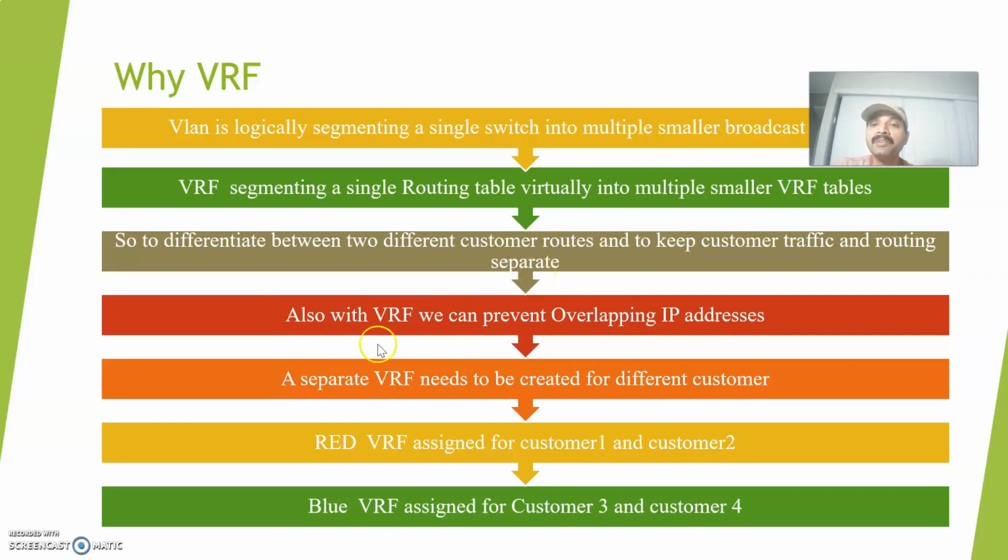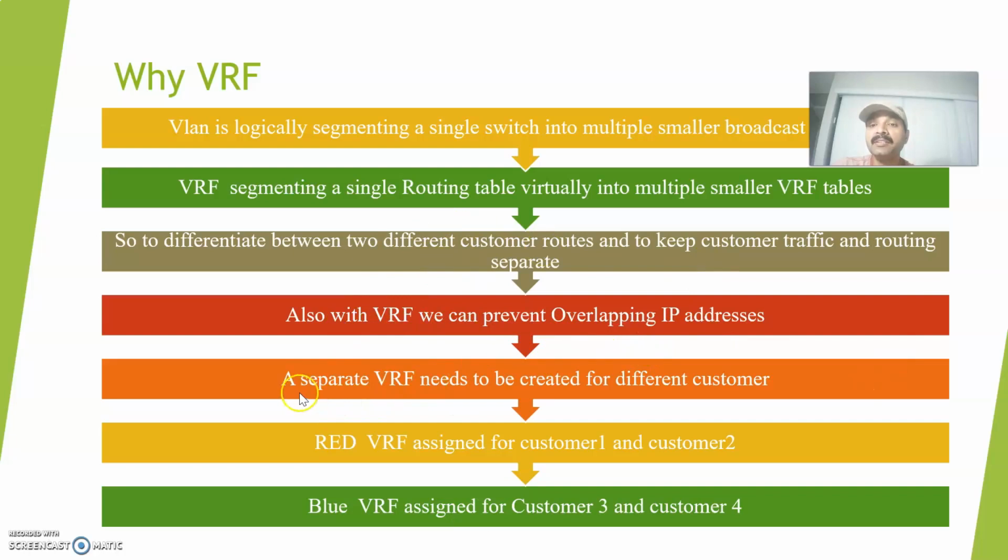And also, with VRF, we can prevent overlapping IP addresses. Assume there are two customers, both using the same IP, 192.168.1.0, and another customer is also using the same IP. What happens? That can lead to overlapping in a normal routing environment. But in MPLS, by using VRF and RD, we can prevent this overlapping IP address.